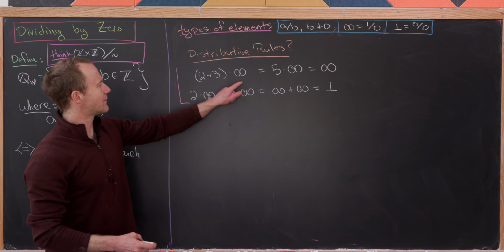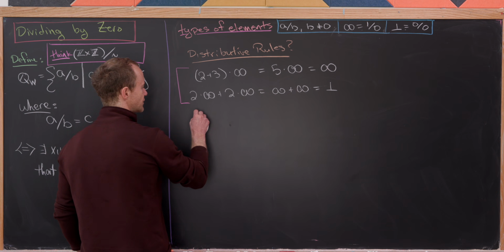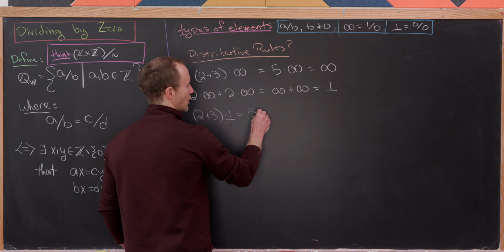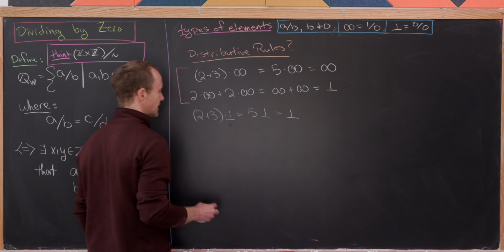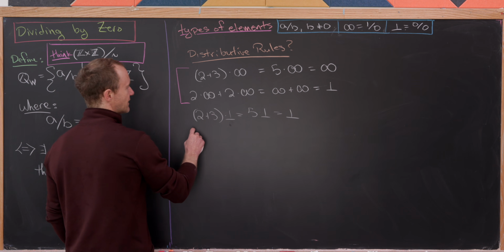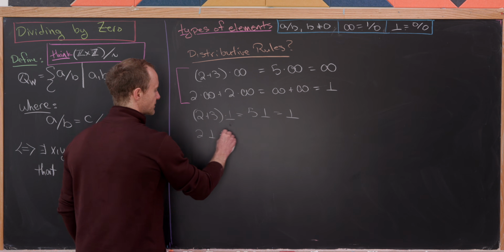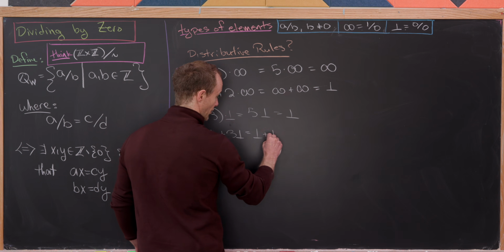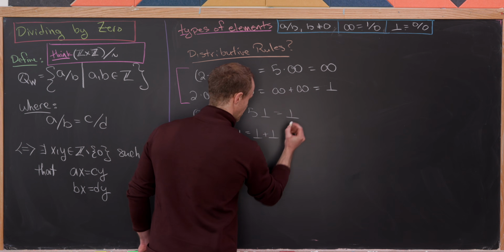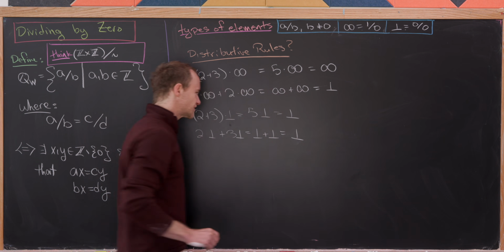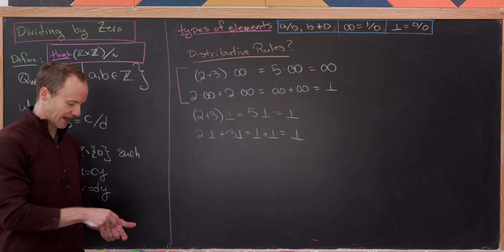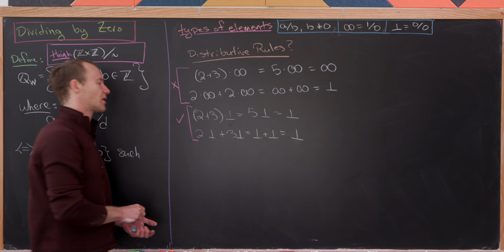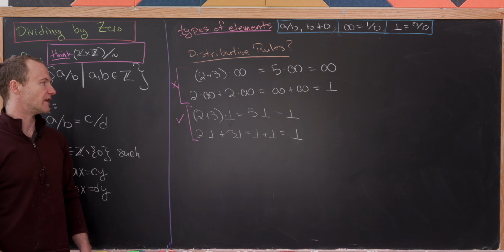Well, let's see what happens if you put the perpendicular number here. So you have 2 plus 3 times perp. So that's going to be on the one hand 5 times perp, which is the perpendicular number. But on the other hand, if we were to distribute it, we would get 2 times the perpendicular plus 3 times it, which is the perpendicular number plus itself, which is the perpendicular number. So it seems to hold in this case. So let's put an X right here and a check mark right here. So it seems to be working right there.